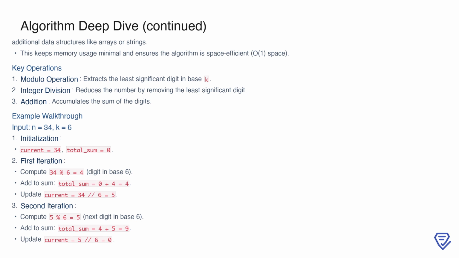In the first iteration, we compute 34 mod 6, which gives 4, representing the least significant digit in base 6. Adding this to total_sum updates it to 4. We then update current to 34 divided by 6, which is 5. In the second iteration, we calculate 5 mod 6, yielding 5 as the next digit in base 6. Adding this to total_sum results in 9. Finally, we update current to 5 divided by 6, which is 0, signaling the end of the loop.